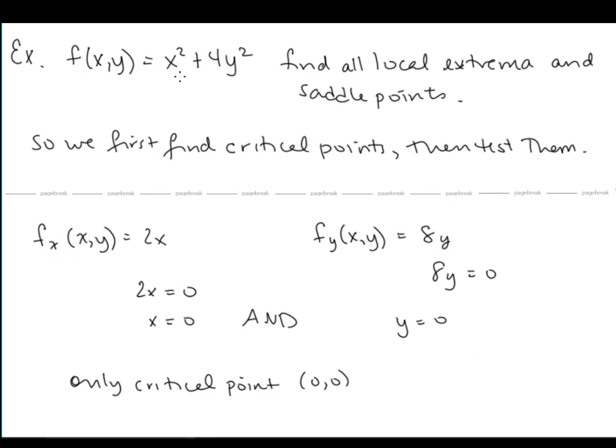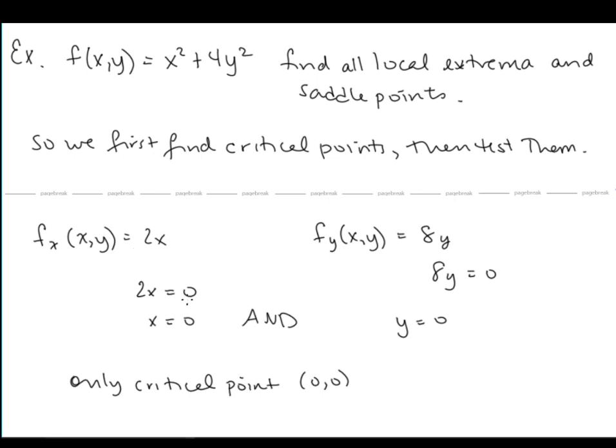So f sub x is equal to 2x, f sub y is equal to 8y. And remember that the definition of a critical point said either both the x and y partials must be 0, or one of them doesn't exist. Now, for a polynomial function, our partials are always going to exist and be continuous, so we don't have to worry about the case where a partial does not exist. So the critical points we get are going to be found from setting both of these partials equal to 0.